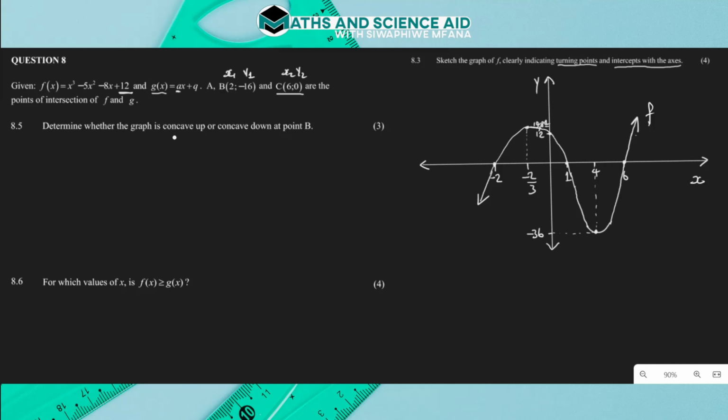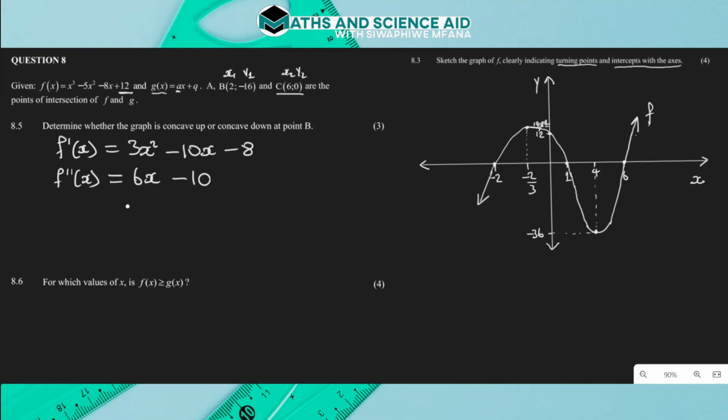So here you just need to remember that concavity can be determined from the second derivative of a function. So in the first question, we had already worked out the first derivative and we found that it was equal to 3x squared minus 10x minus 8. And now if we differentiate this again, we'll get the second derivative. And it will be equal to 6x minus 10, right?